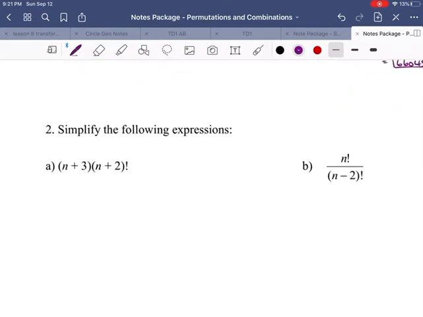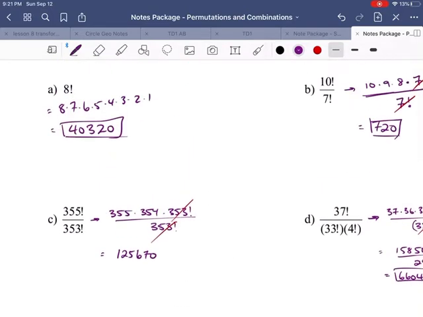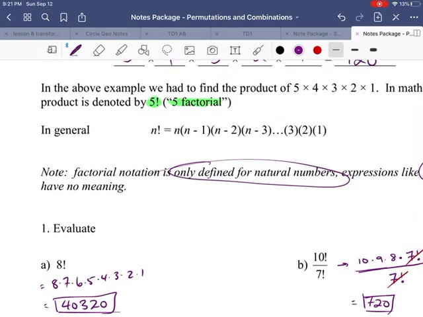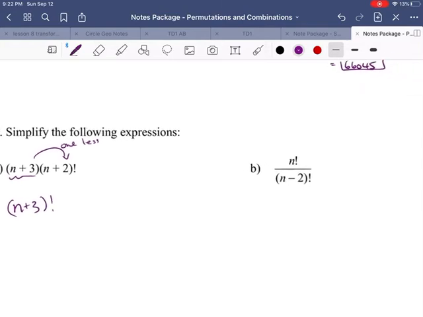So let's simplify the following expressions. Well, if you notice, see how this is 1 less? So that still follows this idea, that it's all going to be 1 less. But what's your first term in this case? Your first term is n plus 3. So n plus 3, and we're going to call it factorial, okay, because the pattern continues.